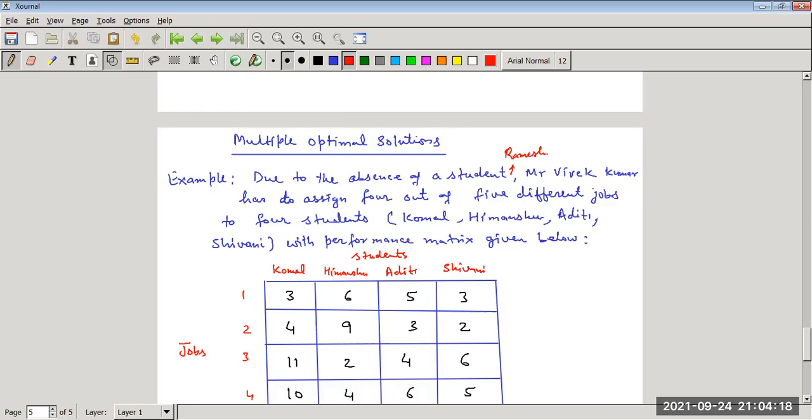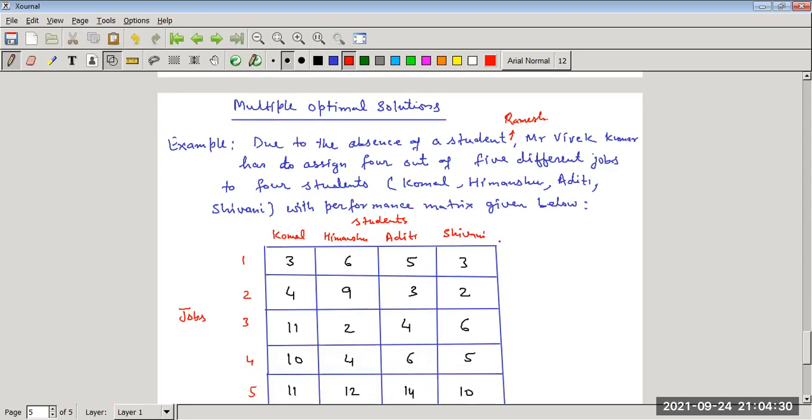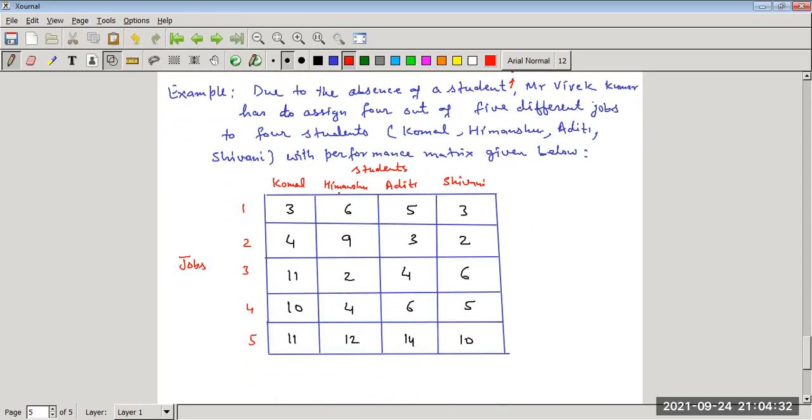Mr. Vivek has to assign 4 out of 5 different jobs to 4 students: Komal, Himanshu, Aditi, Shivani, with performance metrics given below. So now we have 5 jobs, but only 4 students. Because the problem is not balanced, first we have to make it balanced. How can we make this problem balanced?